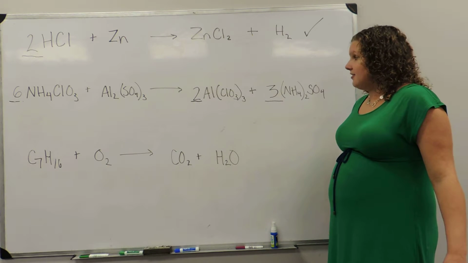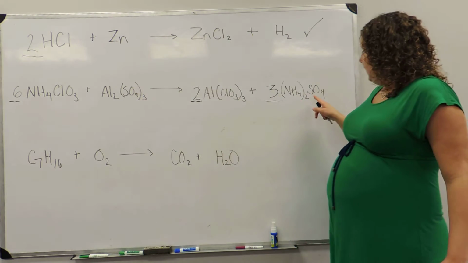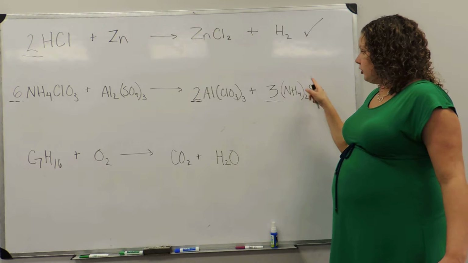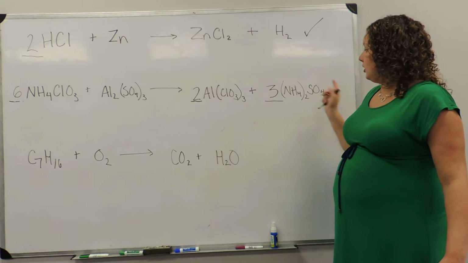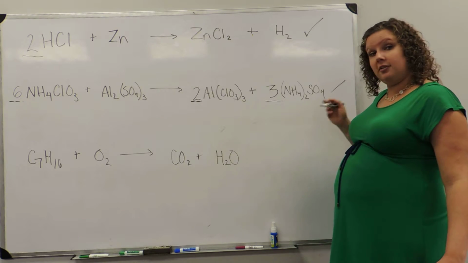Then the final thing I have is SO4. So on this side I have 3 SO4s. And on this side it looks like I just have 1, but remember I just put this 3. So the 3 applies to both groups. So I have 3 SO4s. So actually I am now balanced. Okay, and if you want, we can check it.